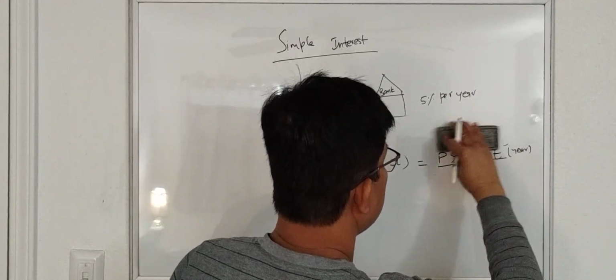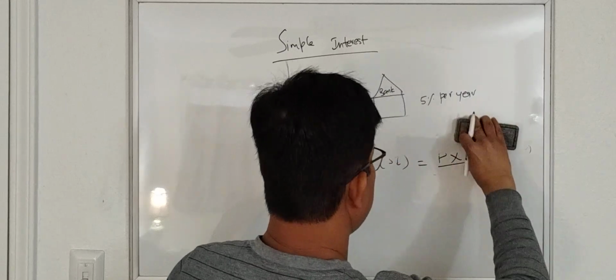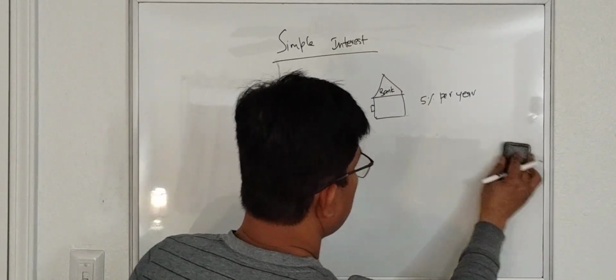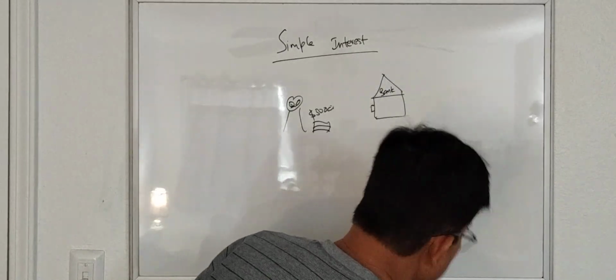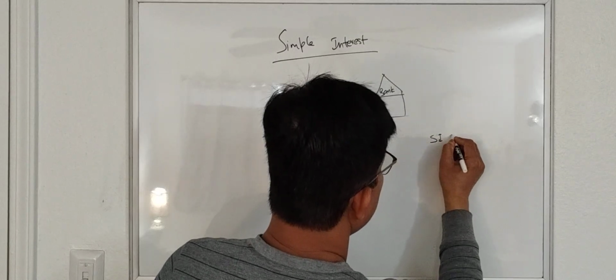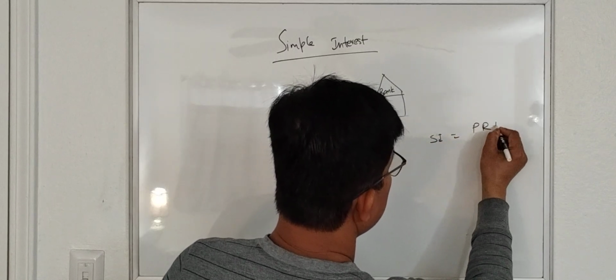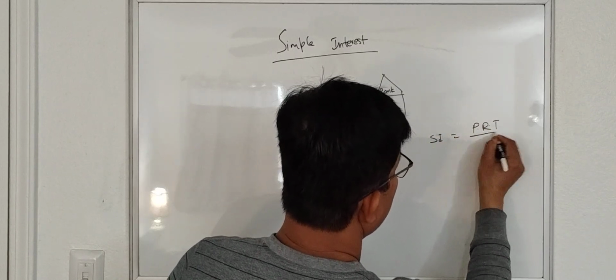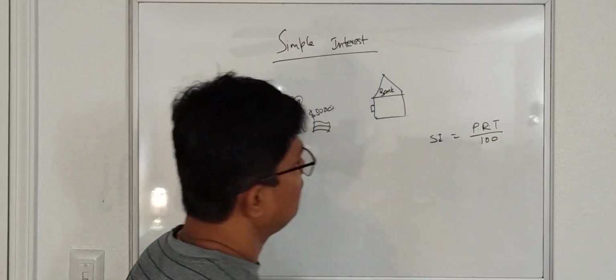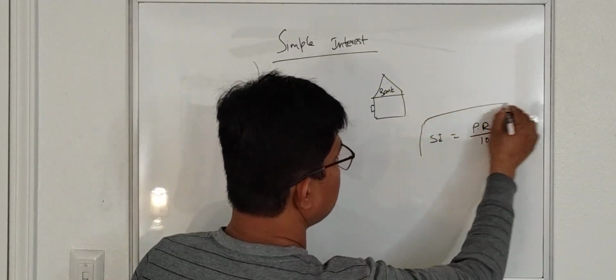Let's keep this formula simple here. Simple interest SI is PRT divided by 100. Okay, this is the formula for simple interest.